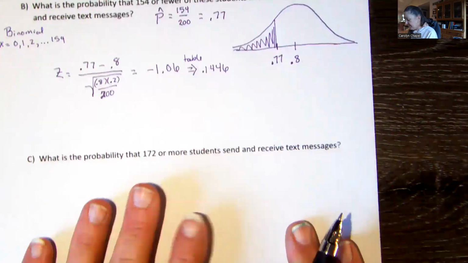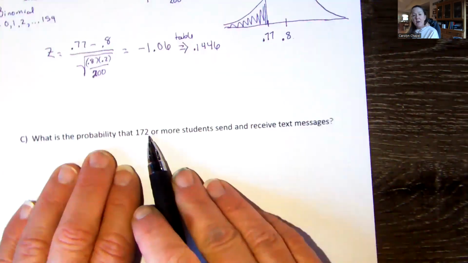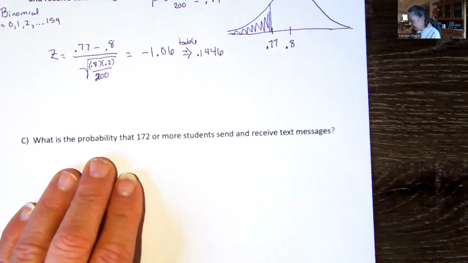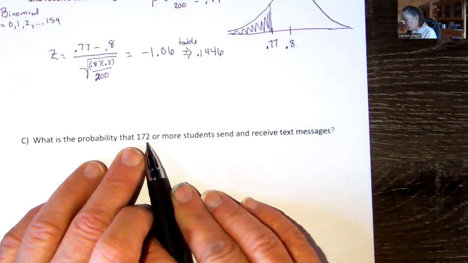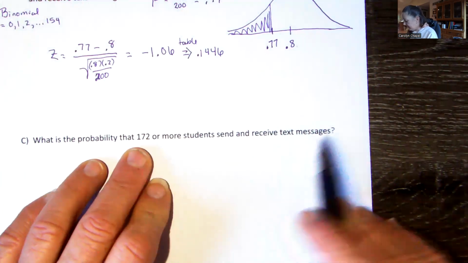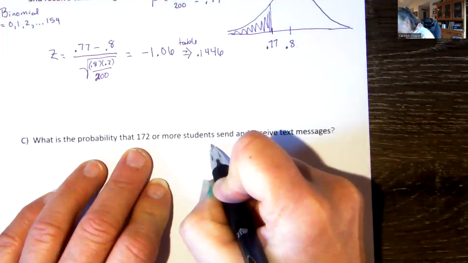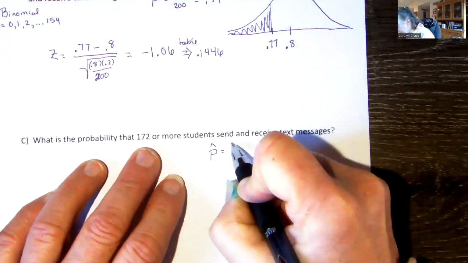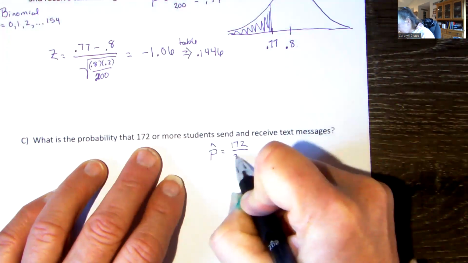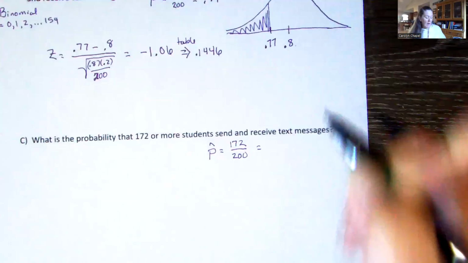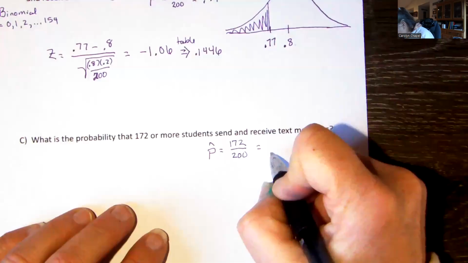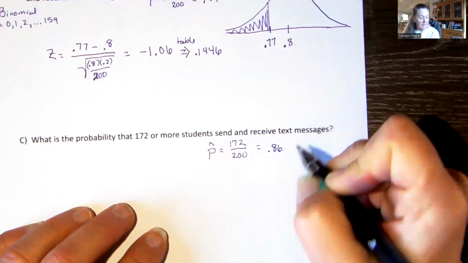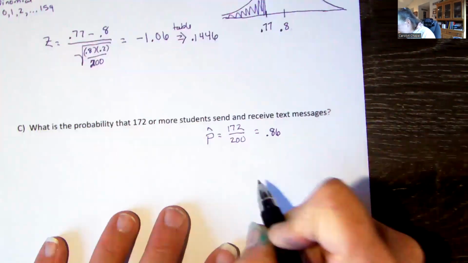Actually, I've got 2 more here just for practice, so we see it in all directions, and also remind us how we use the table a little bit. So what is the probability that 172 or more students send or receive text messages? So again, I need to get that p hat, the number that I'm working with, which is my 172 over the 200. I'm going to get that value. So get my calculator out. For my division, 0.86.